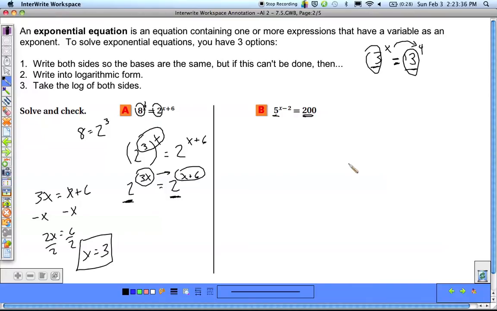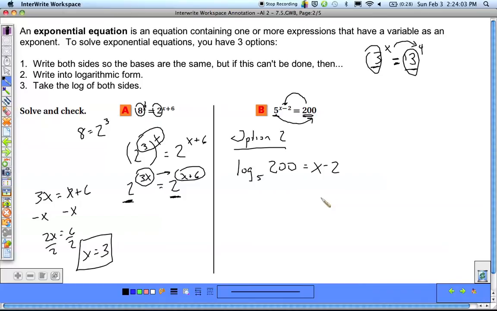Option number 2 is rewrite this into logarithmic form. So we're going to take it out of exponential and we're going to rewrite it in logarithmic form. Remember, our formula is log base b of a equals x. What is our base? 5, of 200, equals x, which is the exponent, which is x minus 2. So log base 5 of 200 equals x minus 2.